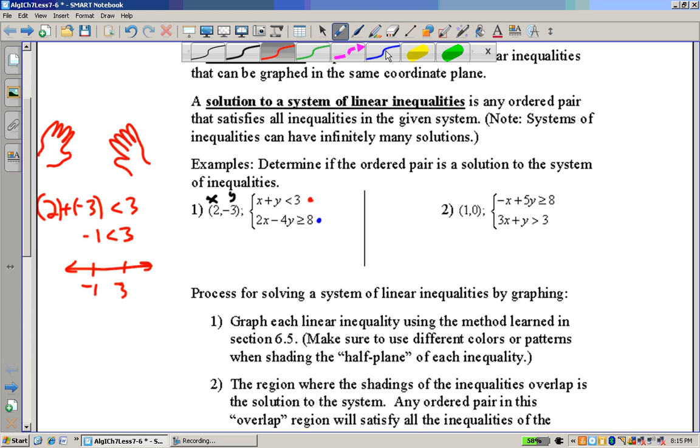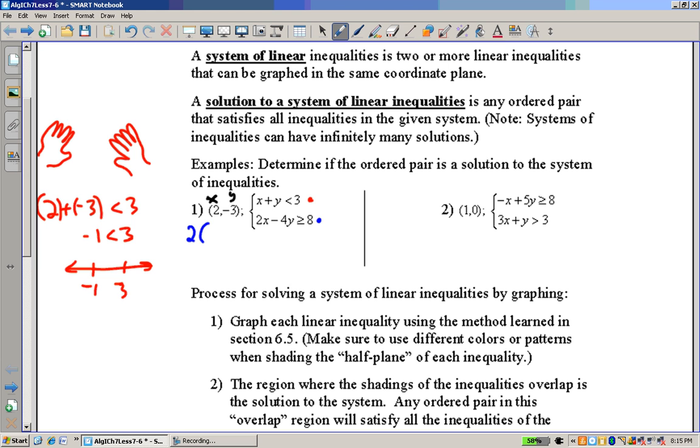So what we're going to do is go ahead and plug into the blue one as well. Now, if we'd found that it was not a solution of the red one, we could go ahead and stop. It has to be a solution to the entire system and not just one. All right, let's go ahead and plug these in. We're going to look at the blue inequality this time.